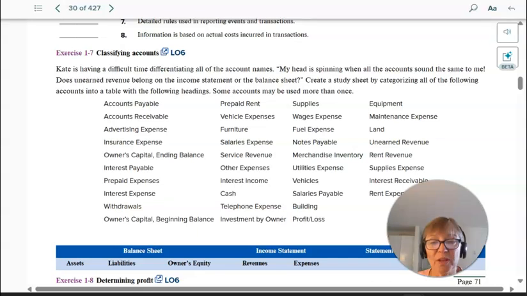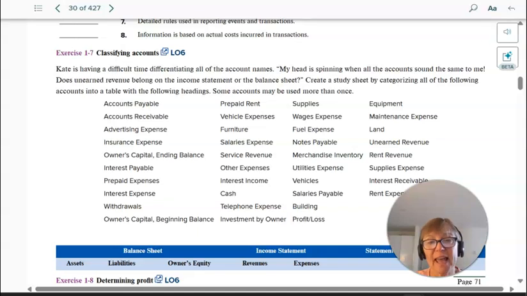Withdraws, those are owner's withdraws, goes on our statement of changes in equity. And if you remember, withdraws is how the owner of the company gets paid because they can't take money out of the company under either salary or wage expense. So they take it out as a withdrawal. Owner's capital beginning balance, that's how your statement of changes in equity starts. And that beginning balance is coming from the ending balance on your balance sheet last year. So the beginning balance comes from the ending balance of last year.